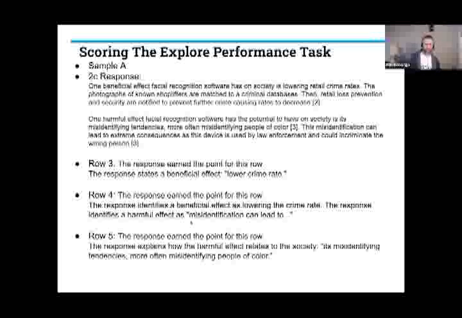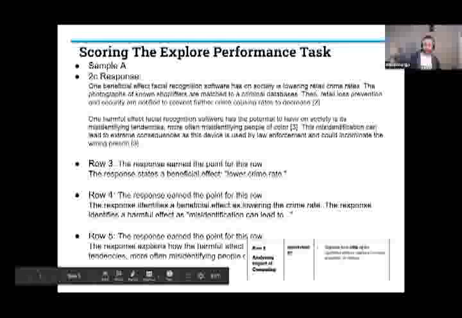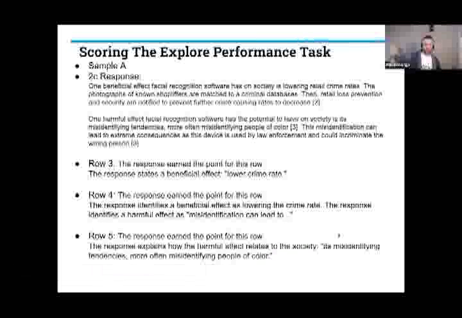Notice they're making another reference here. "One harmful effect facial recognition software has the potential to have on society is its misidentifying tendencies, more often misidentifying people of color." Once again, they're referencing something that they found in their research. "This misidentification can lead to extreme consequences as this device is used by law enforcement and could incriminate the wrong person." So have they got row 3?